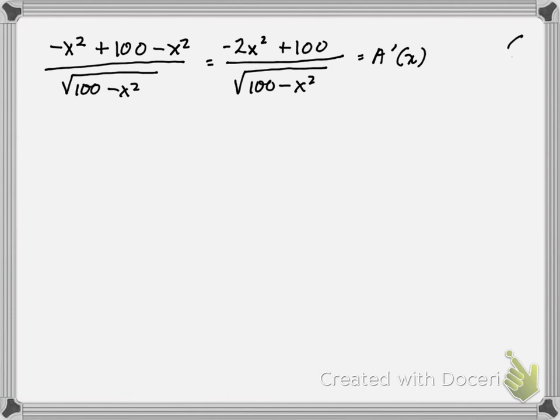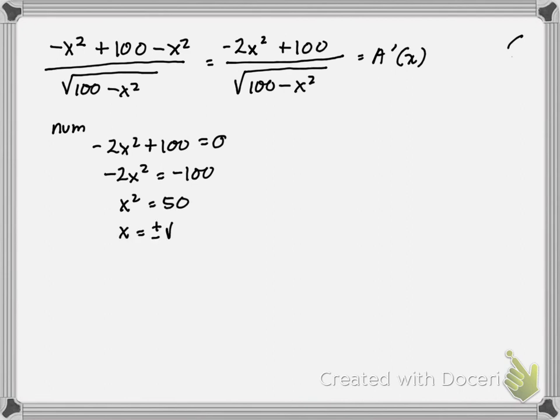Okay, so now that I have that, I'm going to take the numerator and set it equal to 0 and solve. So negative 2x squared plus 100 equals 0. So negative 2x squared equals negative 100. x squared equals positive 50. x equals plus or minus square root of 50. Okay, so that's one of them. And by the way, once again, remember we're doing area. So negative square root of 50 is not going to make sense. So one of my critical points is going to be square root of 50.